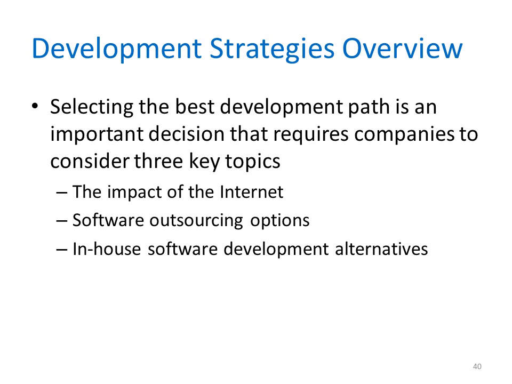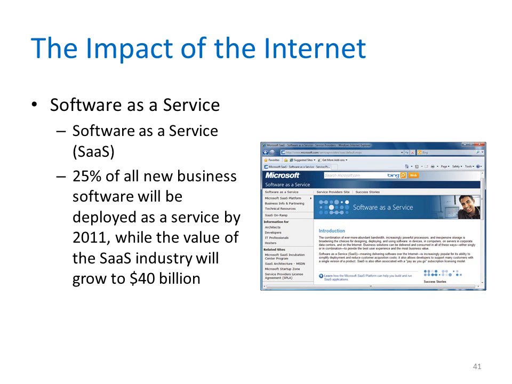Just a few years ago, a typical company either developed software itself, purchased a software package called off-the-shelf, or hired consultants or used inside resources to perform the work. Today, a company has many more choices, including application service providers, web-hosted software options, and firms that offer a variety of enterprise-wide software solutions. Selecting the best development path is an important decision that requires companies to consider 3 key topics: the impact of the Internet, software outsourcing options, and in-house software development alternatives. The next few slides review each of these 3 in some detail.